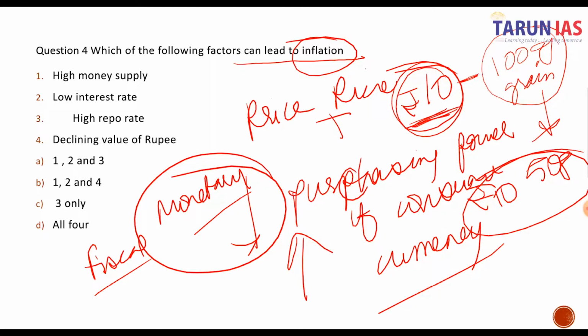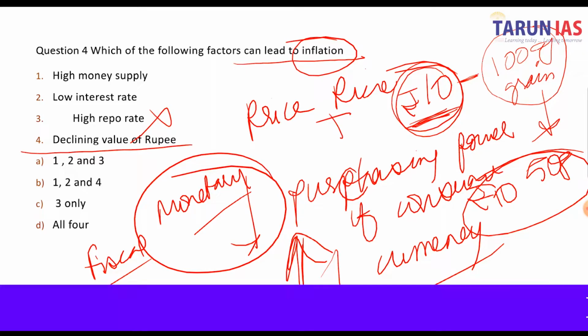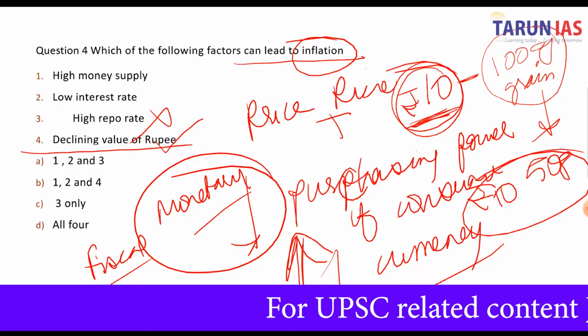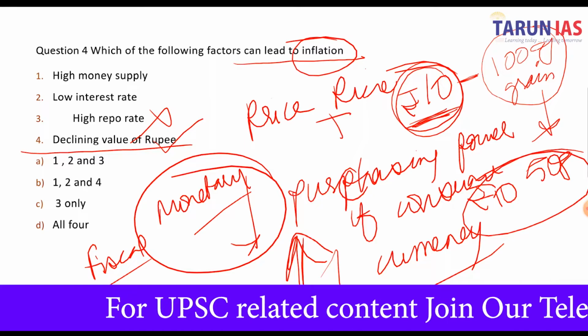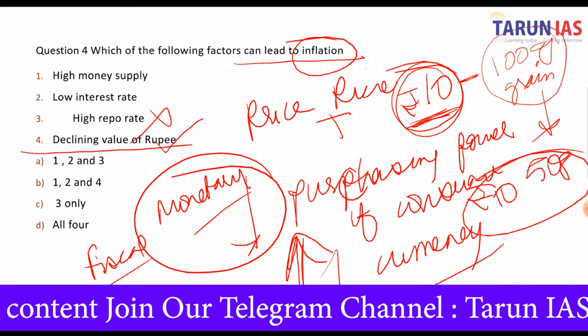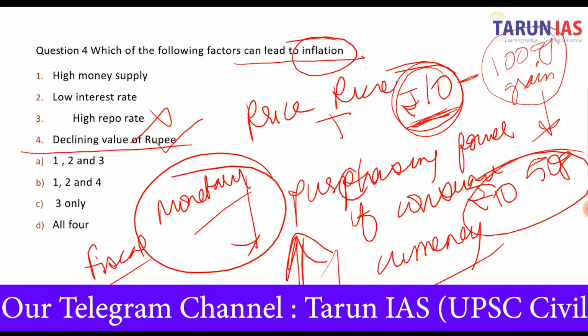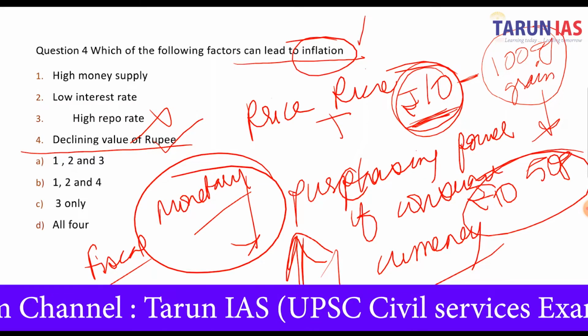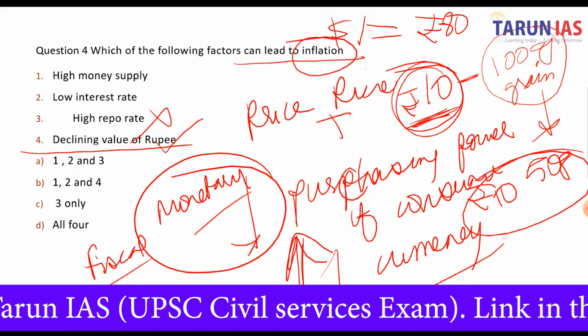All right, so if the RBI is increasing the repo rate, that means it is trying to control the inflation. Lower repo rate will increase the inflation, right? So therefore the third is not our correct option. Declining value of rupee, that is also right. For example, recently you saw that the rupee value was declining in comparison with the dollar. So $1 was equal to, in fact it had even reached 80 rupees.